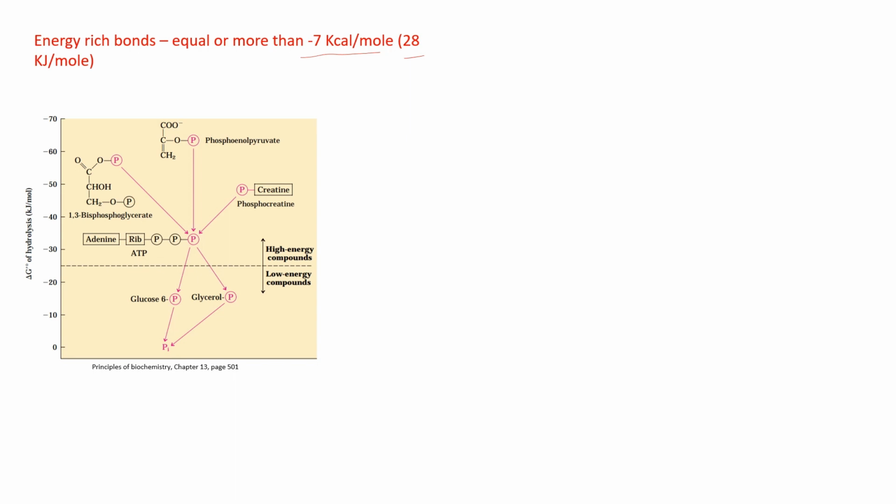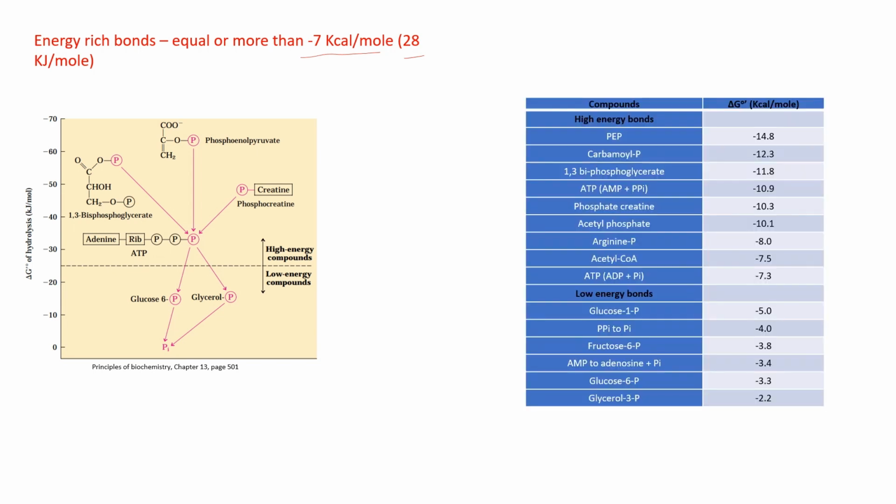Now these energy rich bonds, when they are broken down, provide energy. In our biological system, we have many energy-rich compounds that contain energy-rich bonds. What are those? PPi, carbonyl phosphate, 1,3-bisphosphoglycerate, ATP, phosphocreatine, etc.